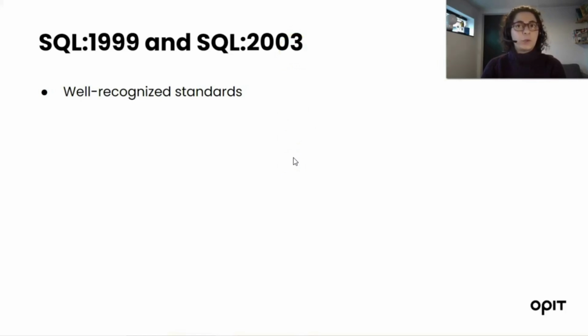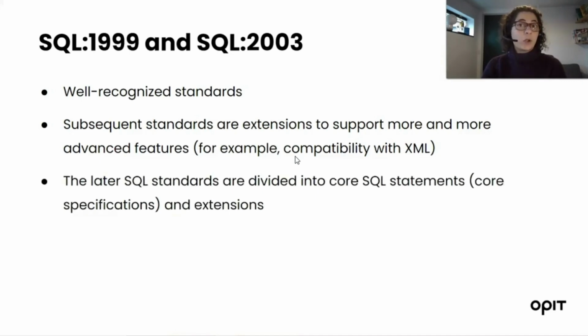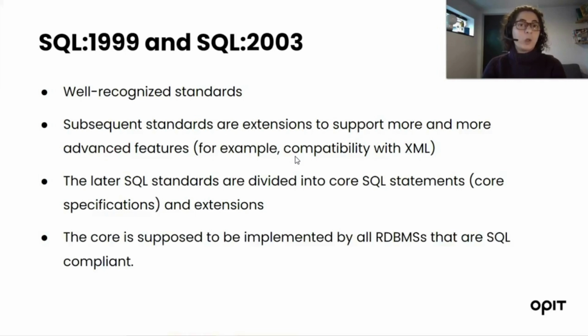Then other standards in between and later on have updates on these standards or extensions for supporting more and more advanced features. Now, as we said, updates happen roughly every 4 years. It takes, however, some time for these updates to come both into commercial SQL database management systems, but also in textbooks. In the later SQL standards, which are also the ones that courses are primarily based on, the language is divided into the core SQL statements, also known as the core specifications, and the extensions. The core is supposed to be implemented by all relational database management systems that are SQL compliant.